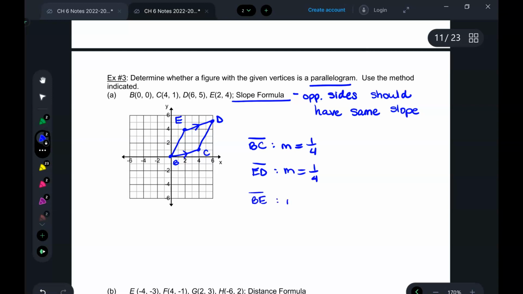BE and CD. What did we get for the other slopes? Let's see, BE. We go up 1, 2, 3, 4, to the right 1, 2.